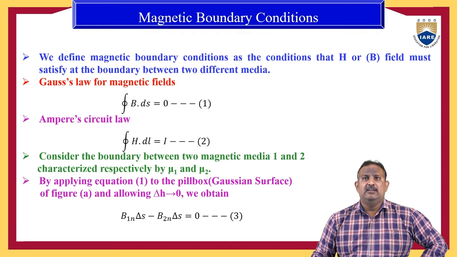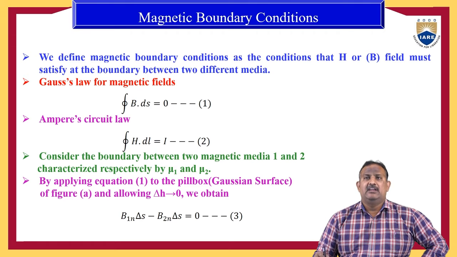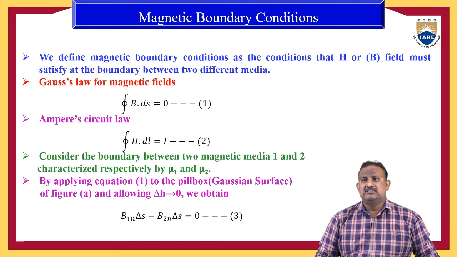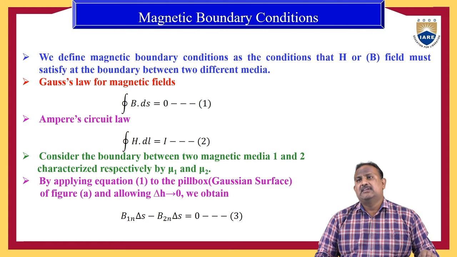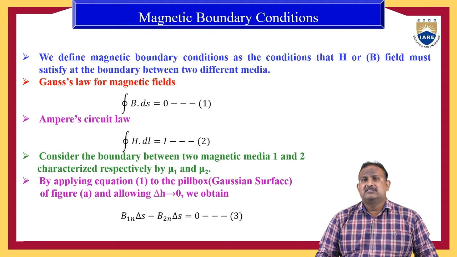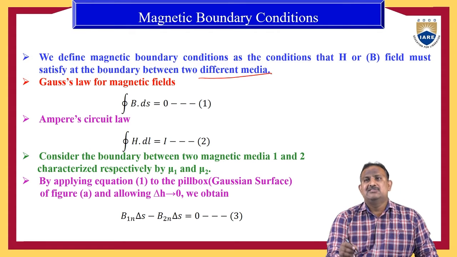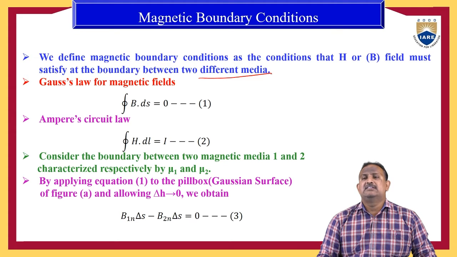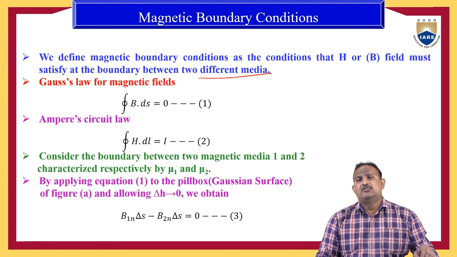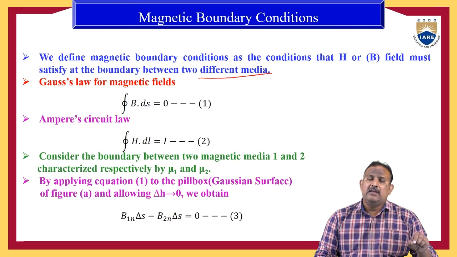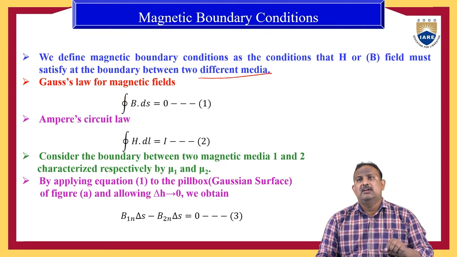Here we define the magnetic boundary conditions as the conditions that the magnetic field intensity H or the magnetic flux density B must satisfy at the boundary between two different media. The boundary that should satisfy both the magnetic field intensity and magnetic flux density is known as the boundary conditions.